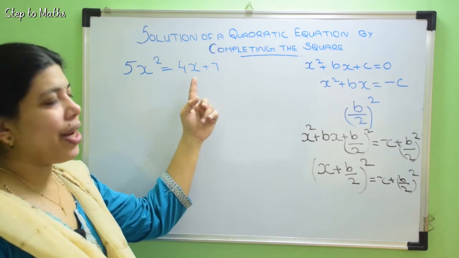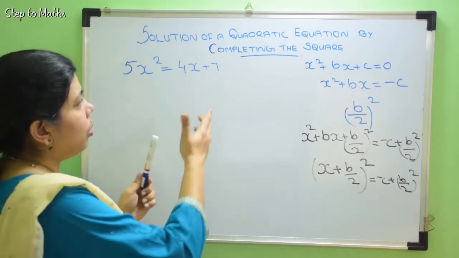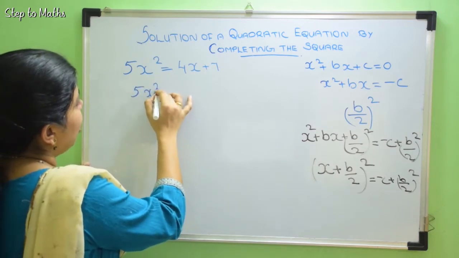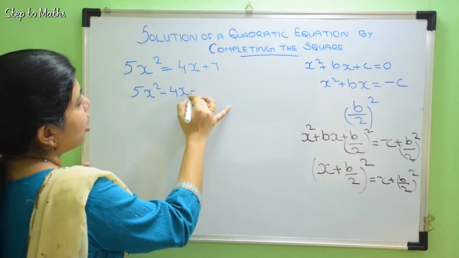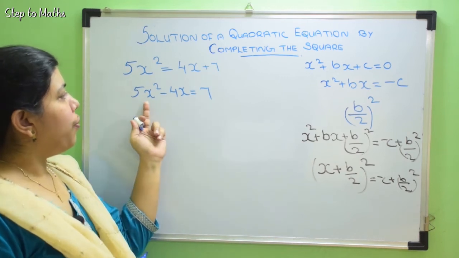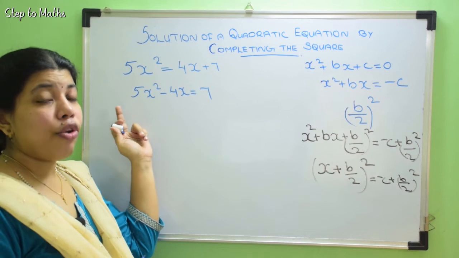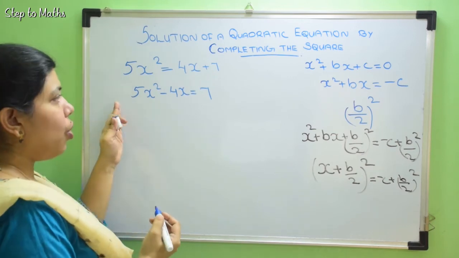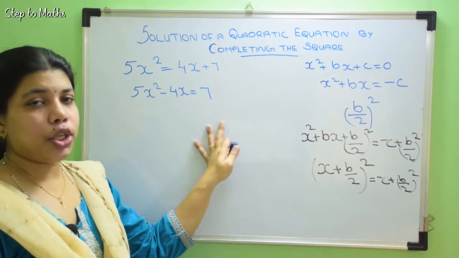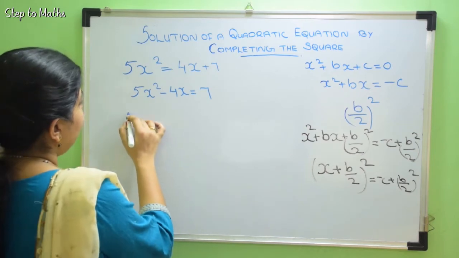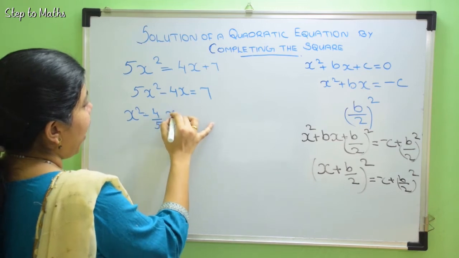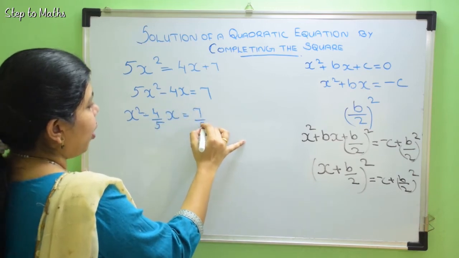5x square is equal to 4x plus 7. First rearrange this equation: 5x square minus 4x is equal to 7. And the coefficient of x square is not equal to 1. Here the coefficient of x square is 5. So what is the next step? Divide the whole equation on both sides by 5. Then the equation becomes x square minus 4 by 5 x is equal to 7 by 5.